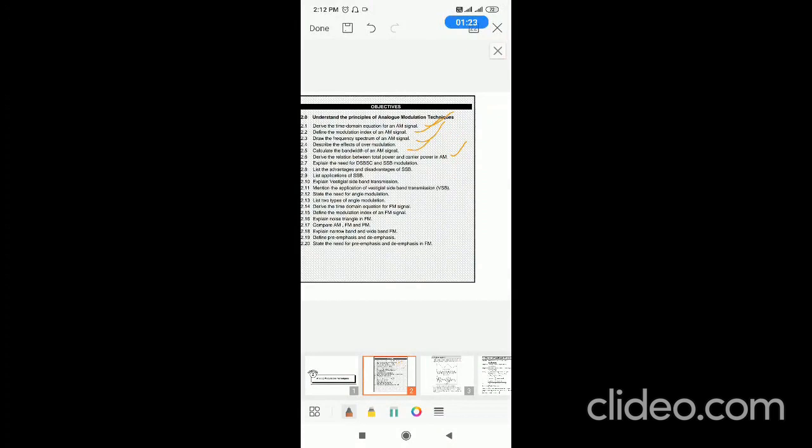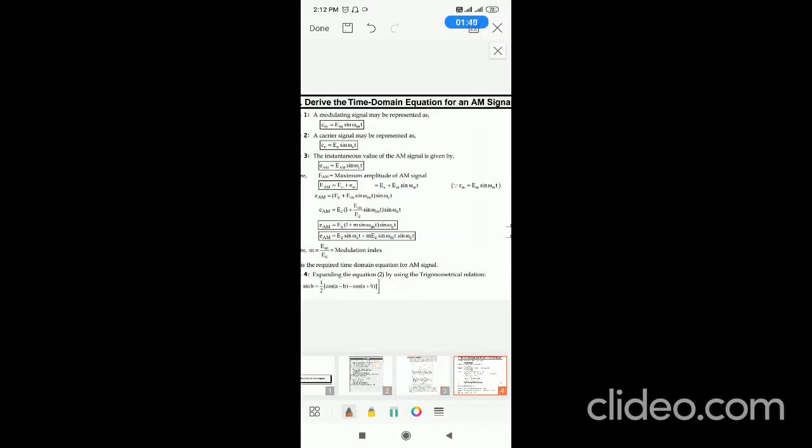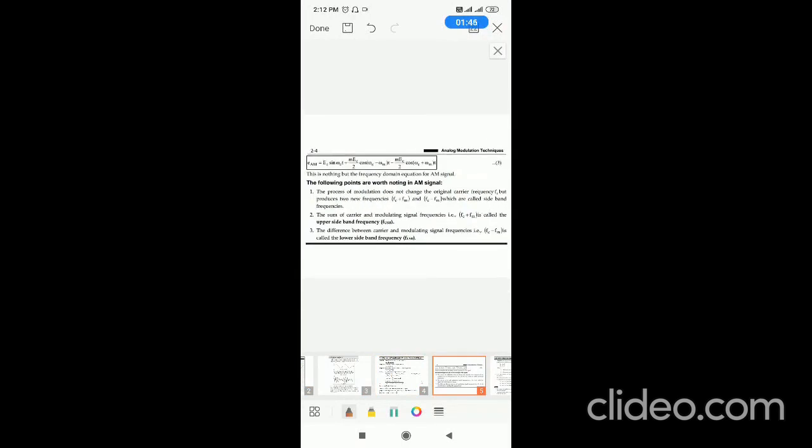If I revise the last class, the time domain equation of AM signal contains three signals: one is carrier wave, upper sideband and lower sideband. The frequency of carrier wave is omega C or FC. The frequency of upper sideband is omega C plus omega M, or FC plus FM, whereas the frequency of lower sideband is FC minus FM. It contains three components, and each component is a separate signal.